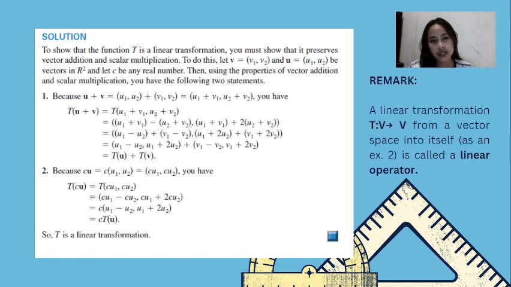So, always remember that a linear transformation T is mapped from a vector space V to a vector space W. A linear transformation mapped from a vector space into itself, as an example in number 2, we can call a linear operator.